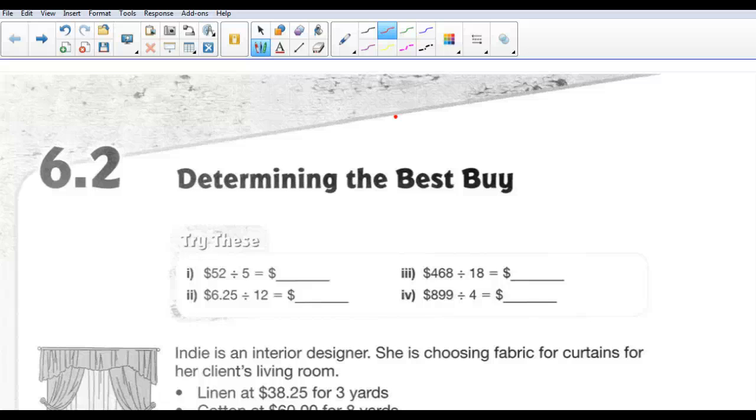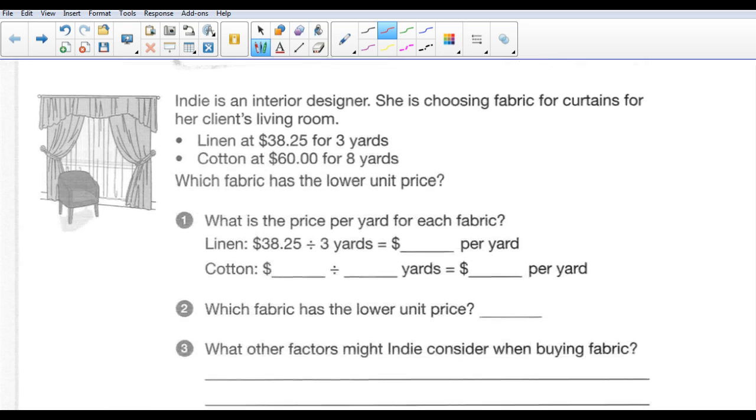Okay, this is 6.2. It's an easy one, determining the best buy. So basically we're just going to be comparing certain deals to one another to see which is the best deal. You guys can work through the try these, get your calculator out and just do these 4 simple dividing questions, not that hard.